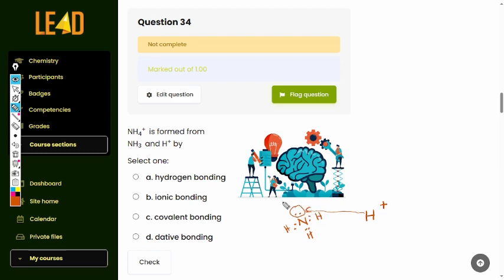And the case that happens is called coordinate covalent bond or dative bonding, where the pair of electron is coming from one of the parties, while the second one receives. So one donates the pair, the other one receives, and then they share together. So the correct answer would be dative bonding.